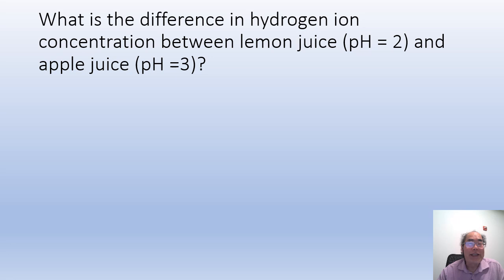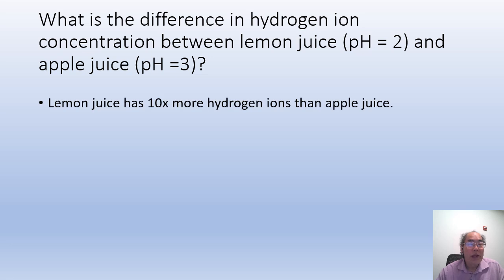What is the difference in hydrogen ion concentration between lemon juice, which has a pH of 2, and apple juice, which has a pH of 3? Please answer. Lemon juice has 10 times more hydrogen ions than apple juice.